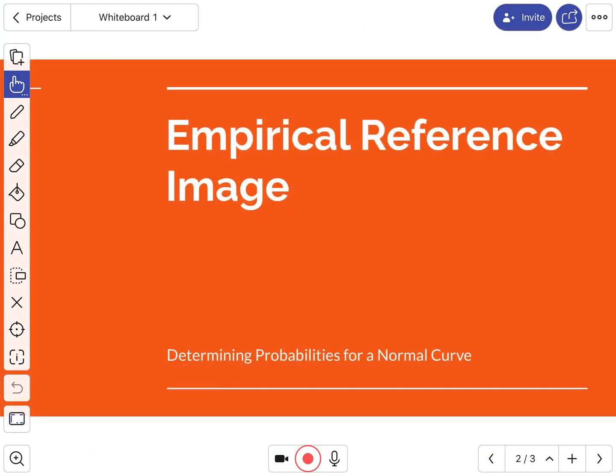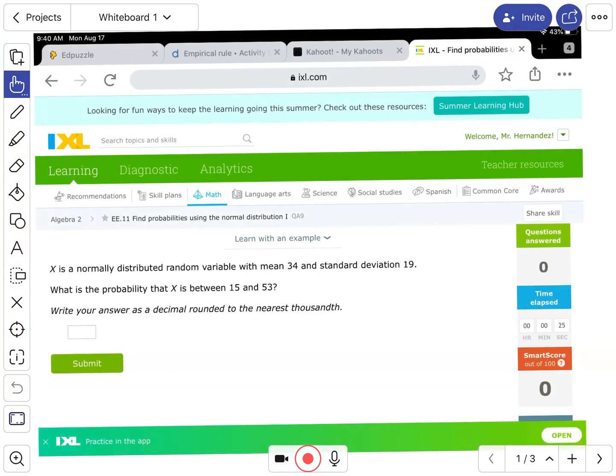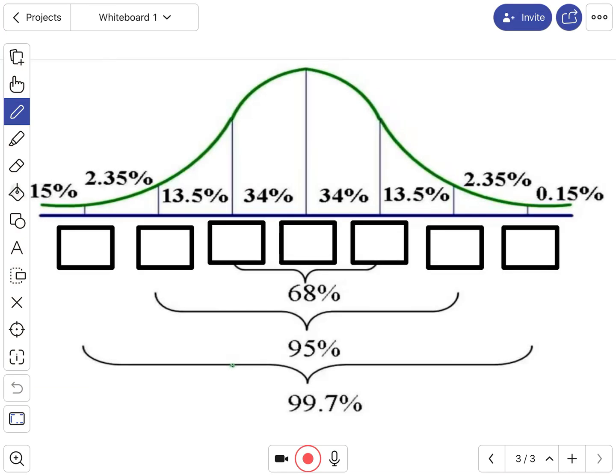Now, this one is going to require this empirical reference image. So you want to have that ready whenever you're doing these probabilities. The first thing you want to notice is what the mean is. And that will basically go right in the middle, right here. And then the standard deviations will be, of course, what you fill in, right? What you add going this way and what you subtract going this way.